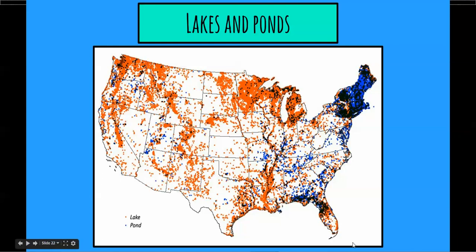Hi, I'm Shayla. Today we're going to be talking about the lakes and ponds biome. This is a map of the United States, and the blue dots are ponds, and the orange dots are lakes. We'll start off with the definition of lakes and ponds.